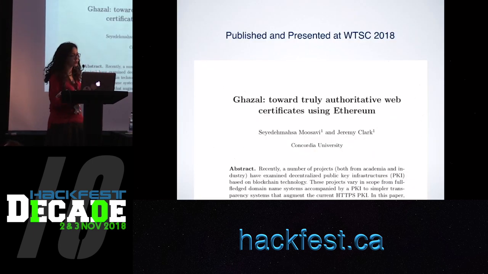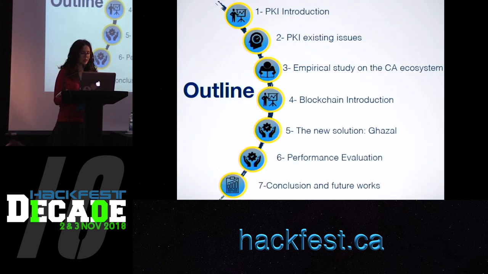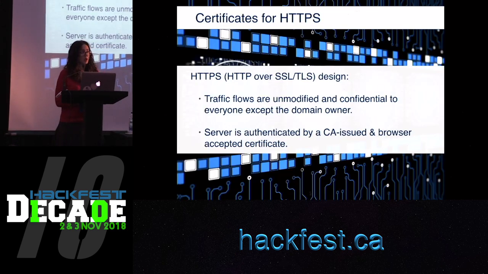The talk today is about a paper that we just published at last year's FC conference. Here's the outline. I'm going to go through a PKI introduction very briefly. We talk about the existing issues in the PKI, and I'm going to show you the empirical study that I did on the CA ecosystem. Because of the issues that we found there, we moved into the blockchain. I'll tell you why, and I give you an introduction to the blockchain and then the Ethereum blockchain more specifically. The new solution is called Ghazal. It's a decentralized application. At the end, I do the performance and security evaluation, and then we have the future works.